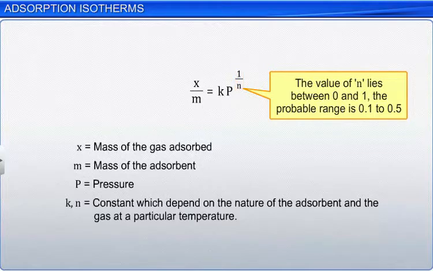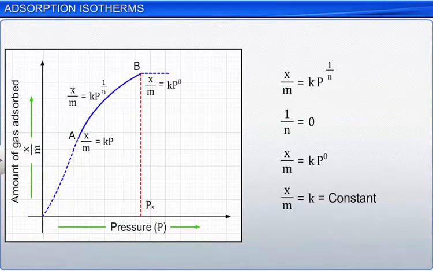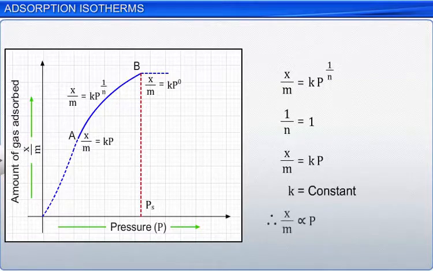Now, when 1 by n is 0, x by m is constant, and it is in this part of the curve that adsorption is independent of pressure. On the other hand, when 1 by n is equal to 1, x by m is equal to Kp, which means that x by m is directly proportional to P. In other words, adsorption varies directly with pressure in this part of the isotherm.